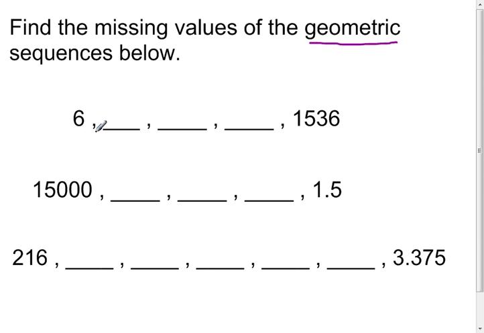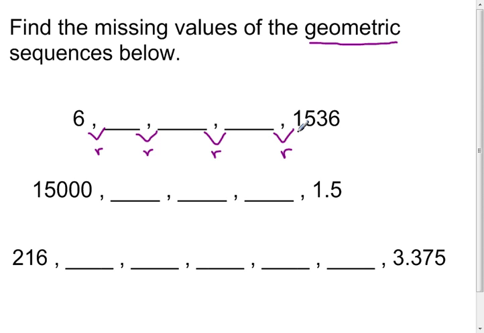We did this with arithmetic sequences, so let's do the exact same thing. We know 6 times the ratio is going to give us this number. Then we multiply by the ratio again to get this number, and again to get this number, and again to get this number.